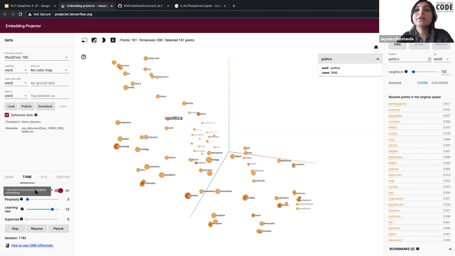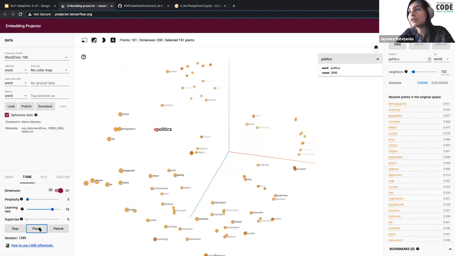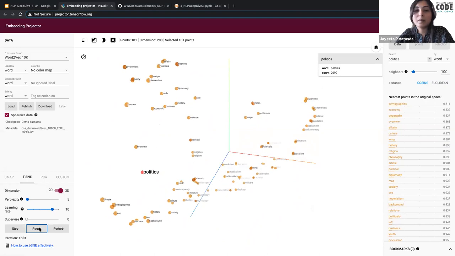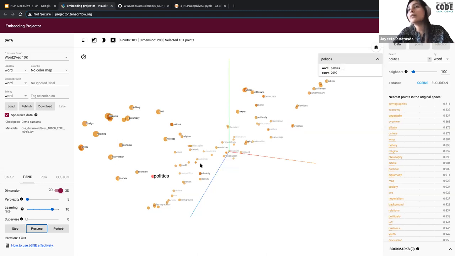Here you can run t-SNE, and you can resume, and it shows how it looks in the whole vector space. We're trying to isolate some of the points, and if you want to put it together, you pause it, and then you see that politics is very closely related to economy, intervention, diplomacy, military, violence, religion, demographics. All these words fall under a cool visualization of the vector space for the particular word politics. And you can upload your own Word2Vec model as well.